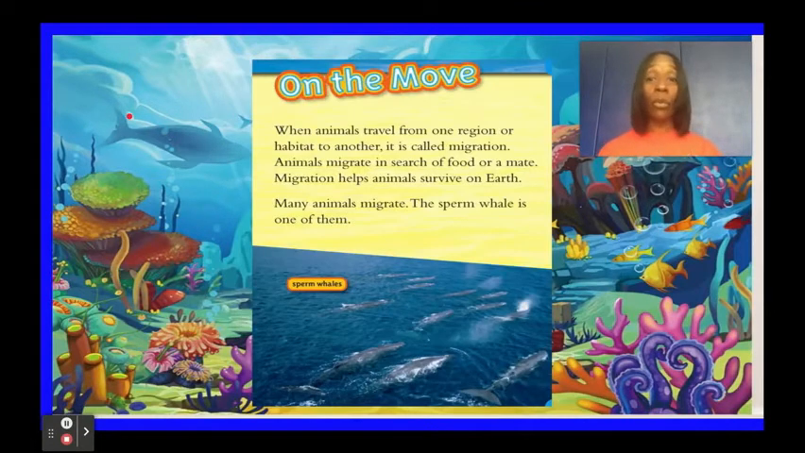On the move. When animals travel from one region or habitat to another, it's called what? Migration. Animals migrate in search of food or a mate. Migration helps animals survive on Earth. Many animals migrate. The sperm whale is one of them.